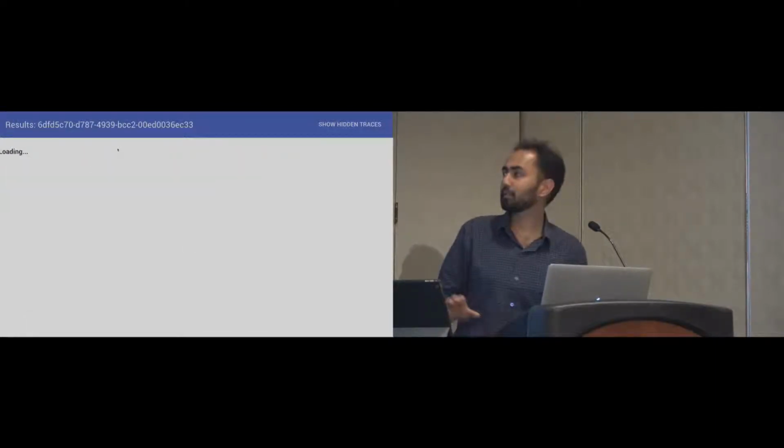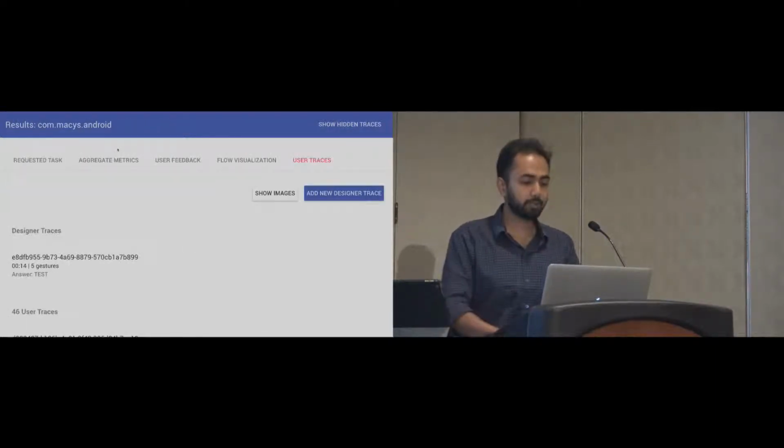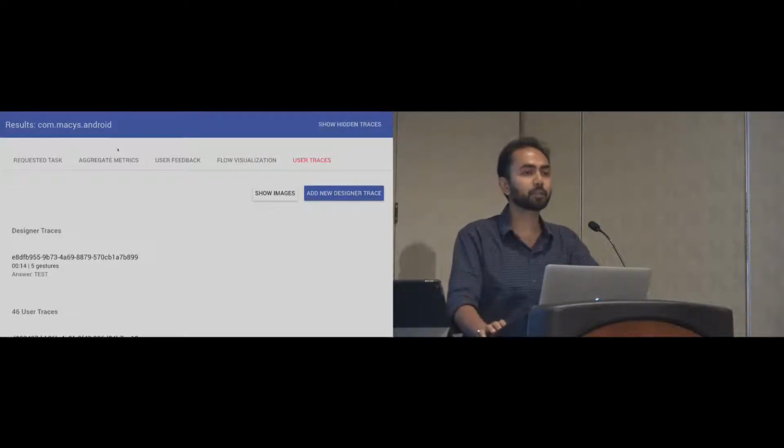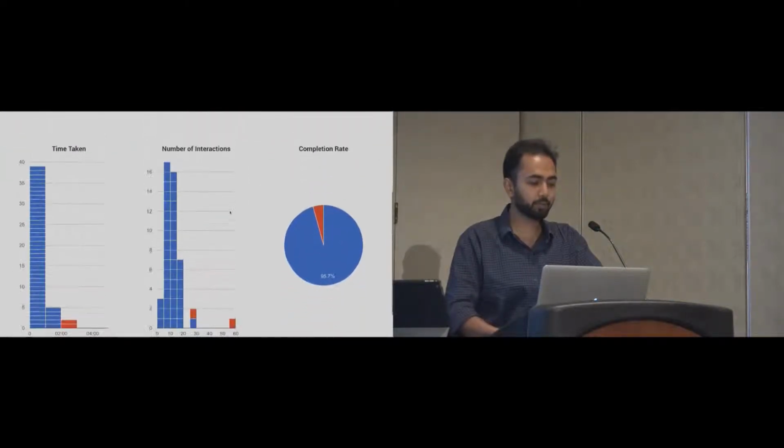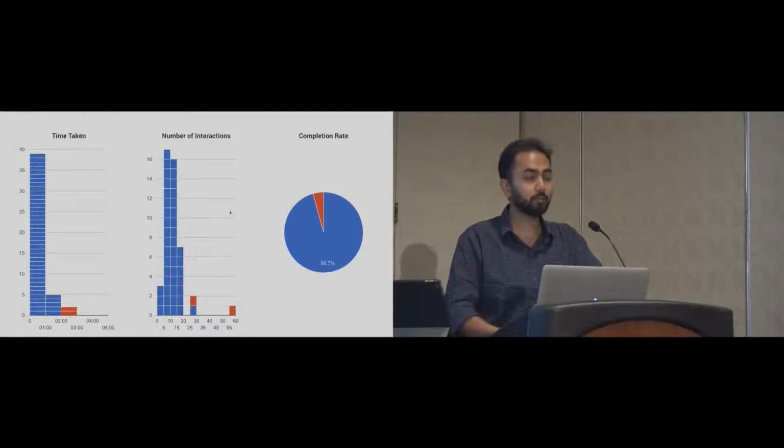In addition to interacting with these individual traces, designers have the option of looking at 3 aggregate views of this data. The first aggregate view shows them 3 metrics: the time taken by different workers to attempt this task, the number of interactions that they needed, and the completion rate that's self-reported. We can see here that about 95% of the users were able to complete this task on Macy's, and for most workers, it took less than a minute.